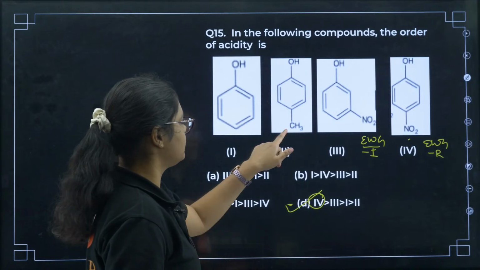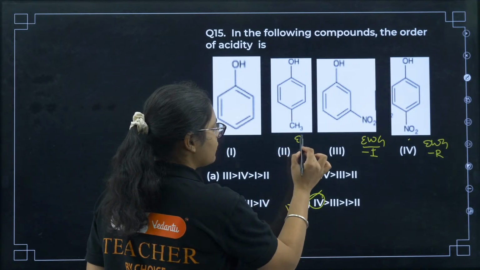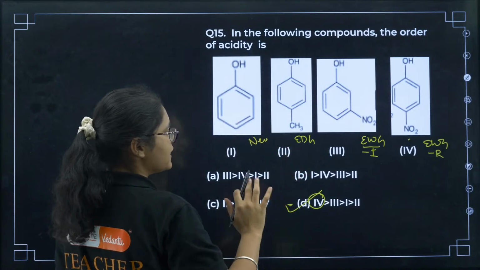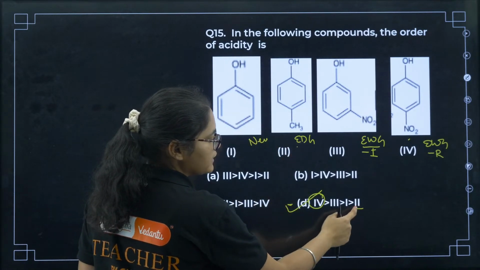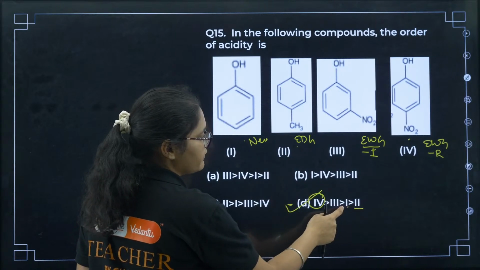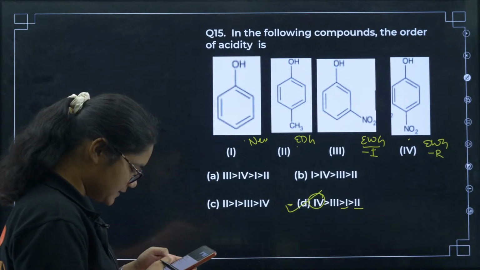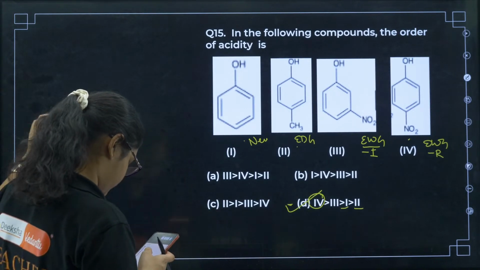Now here if you see 2 and 1, here this is an electron donating group and I can consider this as a neutral molecule, meaning no groups are attached. So electron donating group will decrease the acidity, neutral there will be no effect. So there will be after 1. Yes, all of you are correct here.